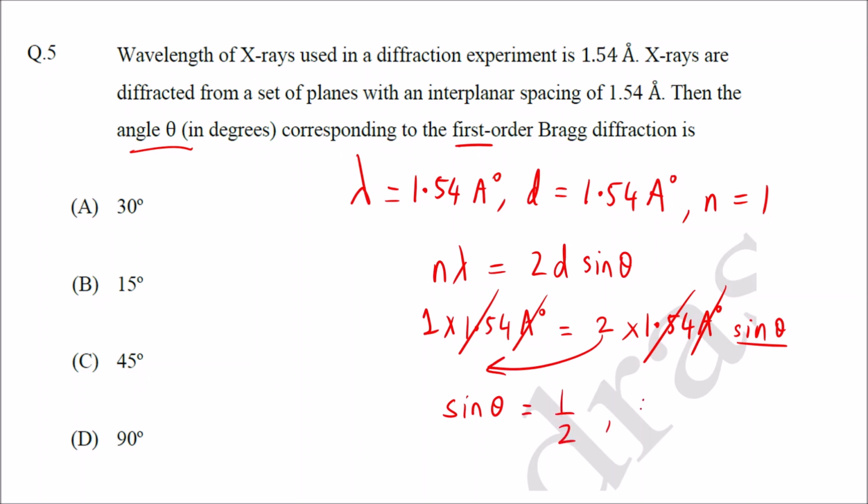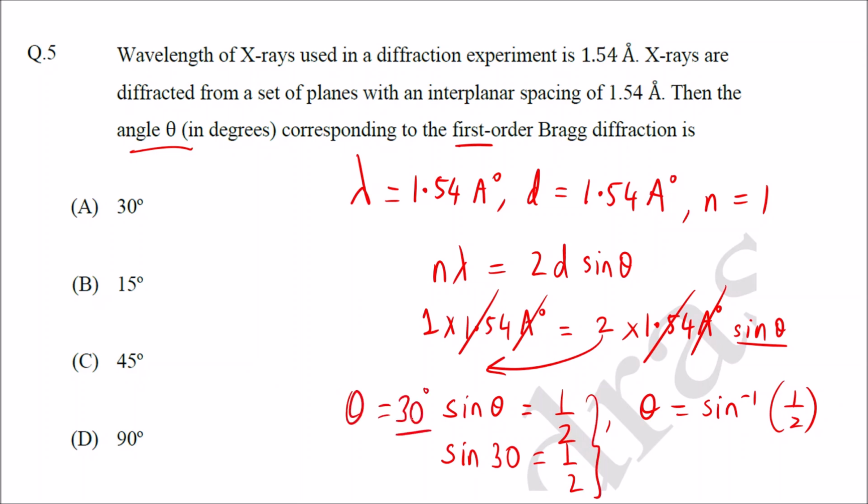1 by 2. What will be theta? Theta will be sine inverse of half. Or what we can do, for which angle is the sine value half? The answer is sine 30. Sine 30 is half. So you compare both these equations. What is theta? Theta is 30 degrees. So the correct answer will be option A.